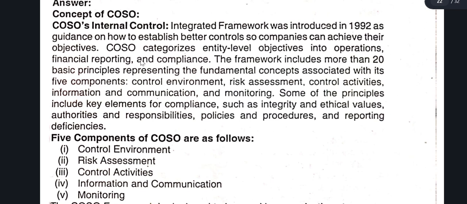That is COSO. COSO categorizes entity level objectives into operations, financial reporting, and compliance. What is the operation control? What is the financial reporting control? What is the compliance control?